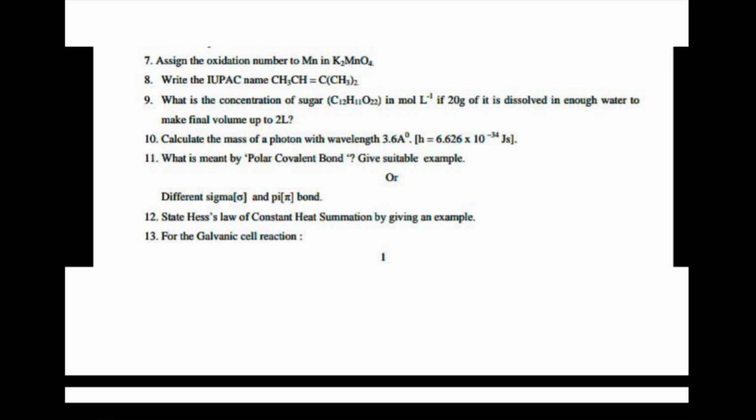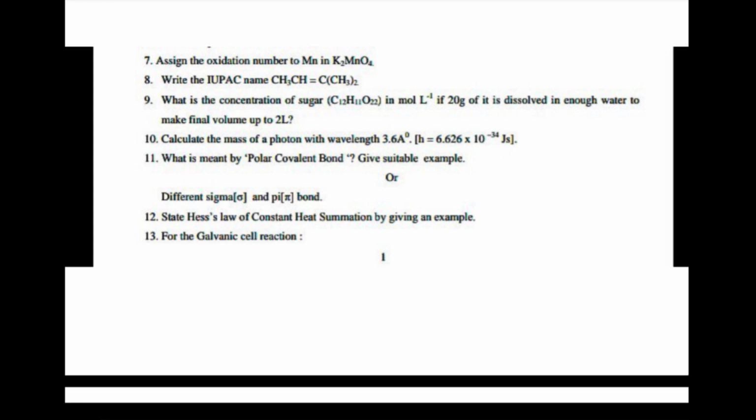Next, ninth, what is the concentration of sugar in mole L raised up to power -1 if 20 gram of it is dissolved in enough water to make final volume up to 2 liter. So the answer is 0.02925 mole per liter.